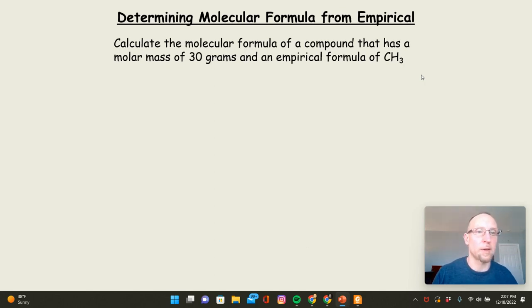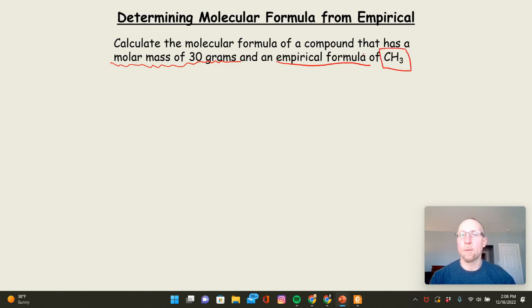Okay, so in this question, they're asking us how to calculate the molecular formula of a compound that has a molar mass of 30 grams and an empirical formula of CH3. Okay, so the way we'll look at this is you're always going to get two things. You're always going to get the mass of the whole thing. The molar mass is 30 grams. And we're always going to get the empirical formula, which is CH3.